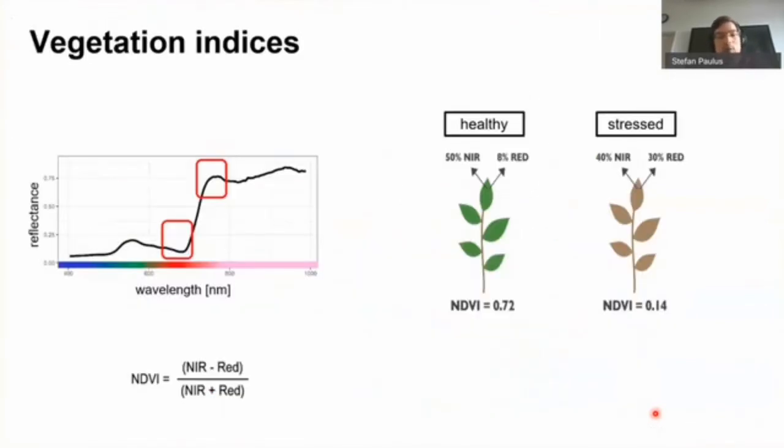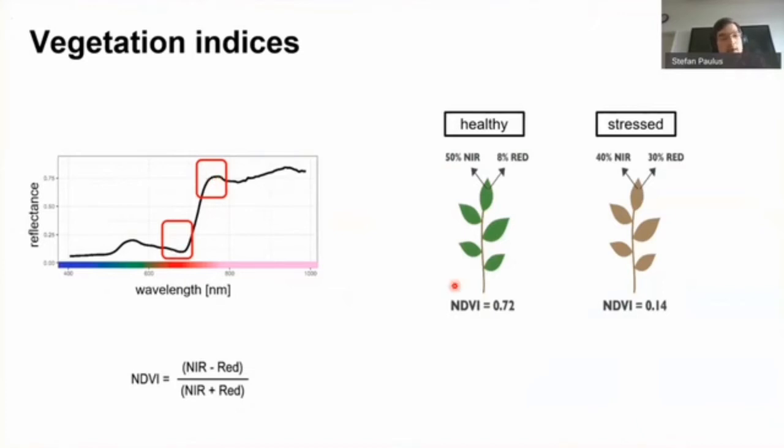So one thing which is very important in agriculture is the vegetation index. A vegetation index is, in this case, I want to explain the NDVI, the normalized difference vegetation index. This index takes two wavelength areas and combines them. In this case, we take the red area and the NIR area.